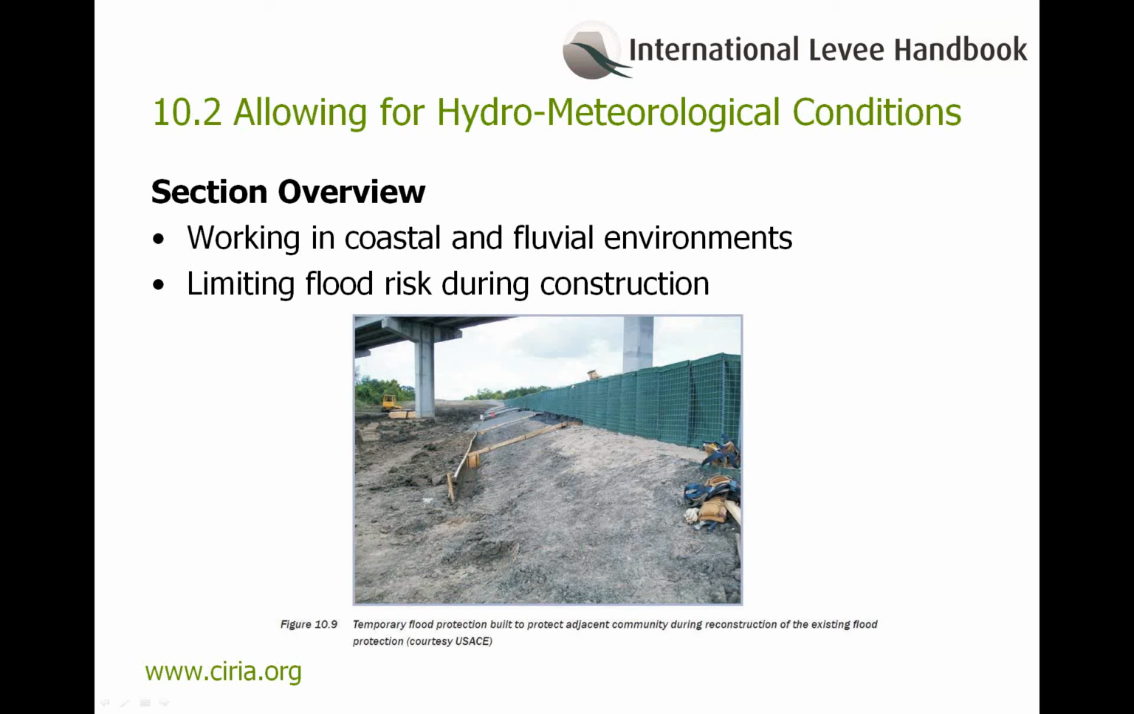Section 10.2 talks about allowing for hydrometeorological conditions in the coastal and fluvial environment. This section describes how these conditions can restrict work by affecting operations and how they can create a risk of flooding, both to the construction site and the levied area. The second half of this section gives examples on how to limit flood risk during construction. This picture shows an example of temporary flood protection built to protect the nearby community during reconstruction of an existing flood protection.